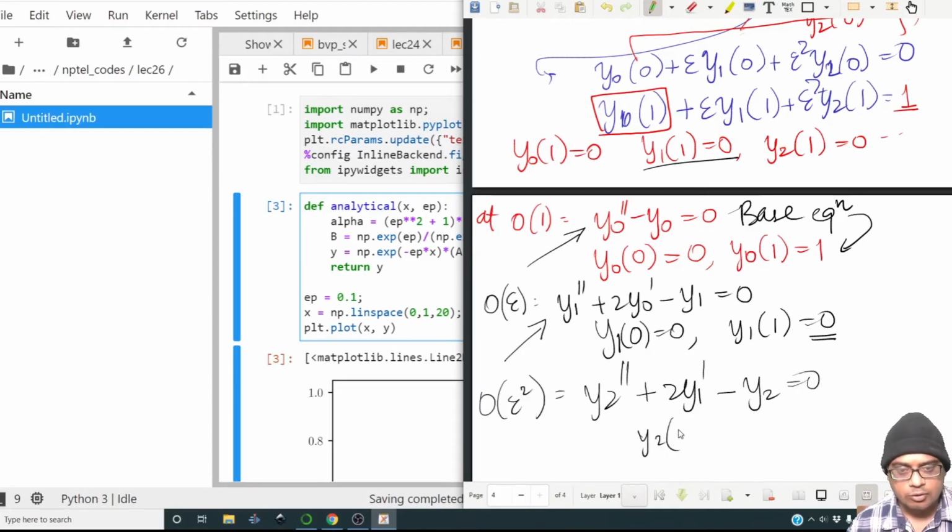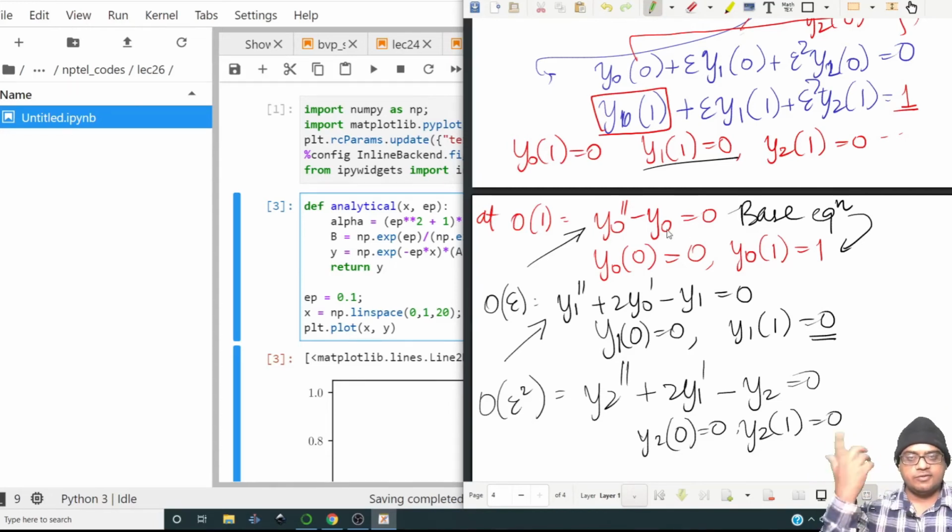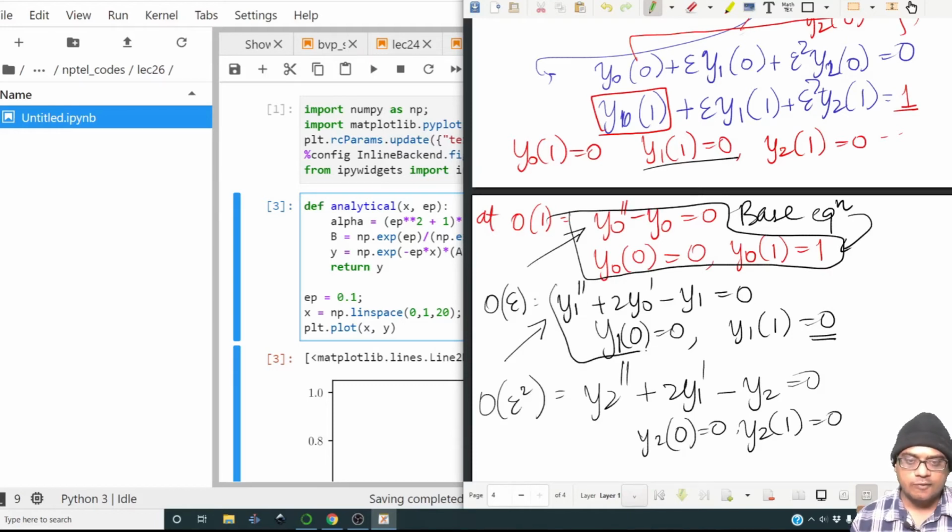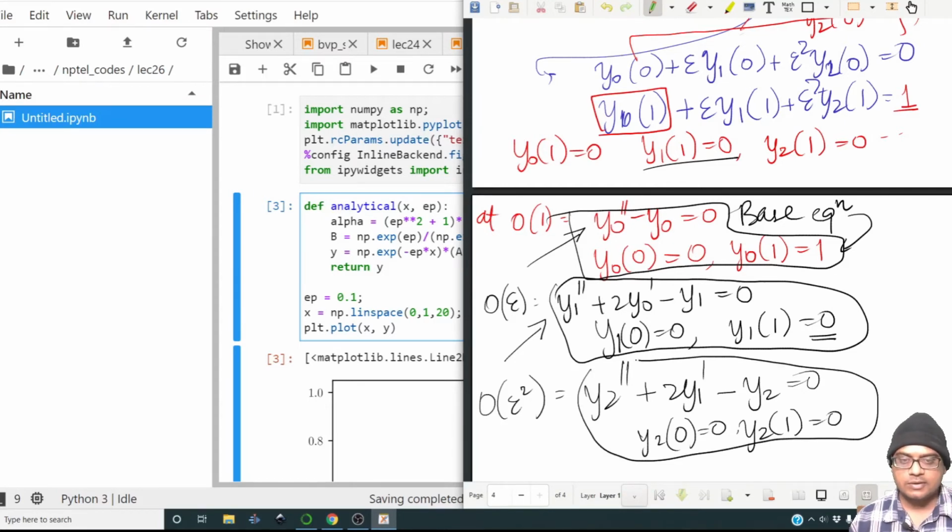And this equation will also be satisfying this. Okay, so the process hierarchy is: first find y0 using this, then find y1 using this, and find y2 using this, and so on and so forth. You can keep doing this, but usually you will see that after a few terms itself, you've obtained an approximate solution of sufficient accuracy.